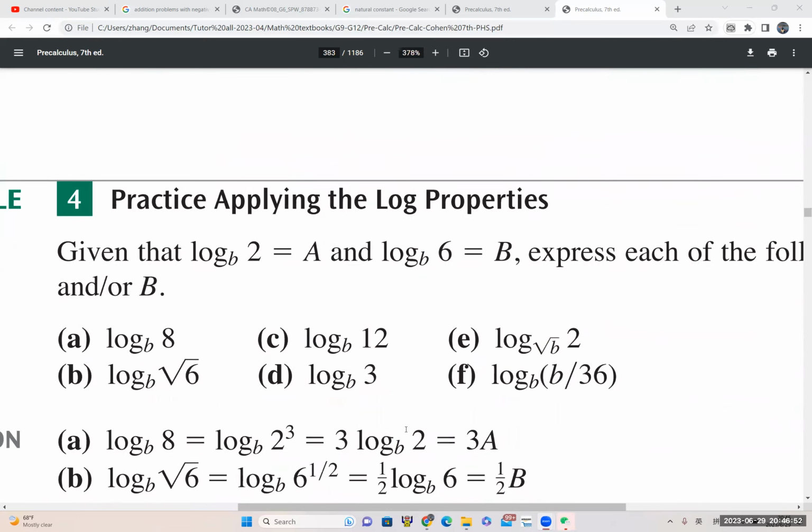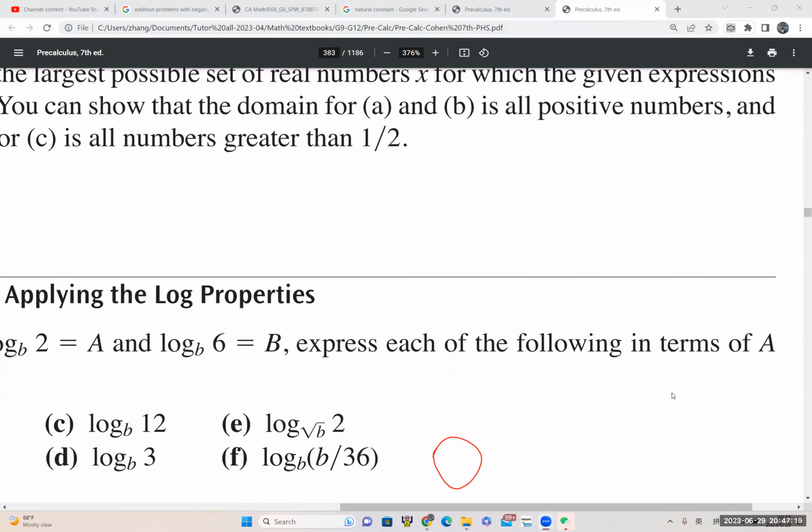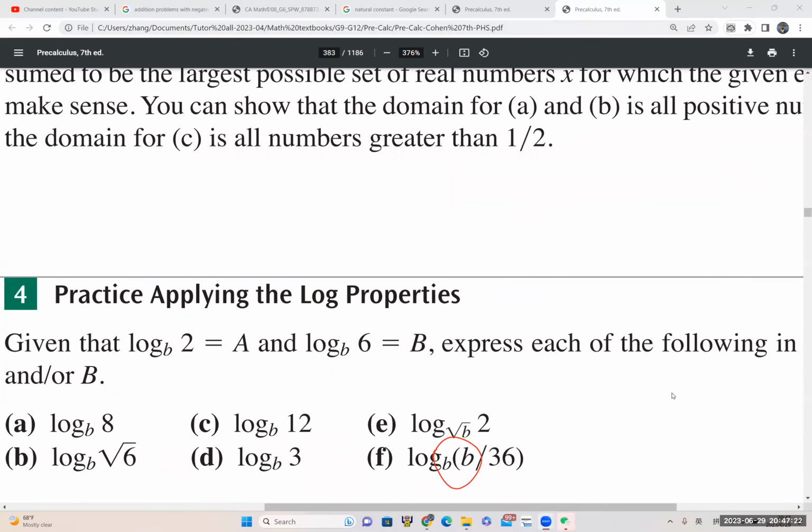Yeah, let's take one for instance. Which one do you want? I'll have a try. How about the last one? Okay, what should we do? Find in terms of a and b, right?